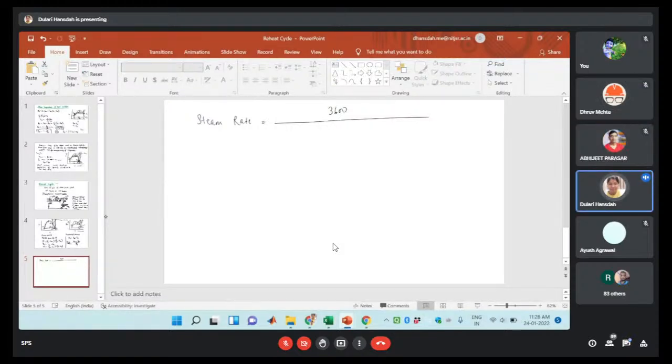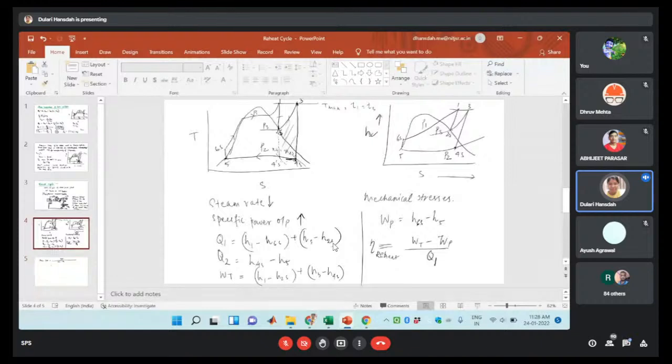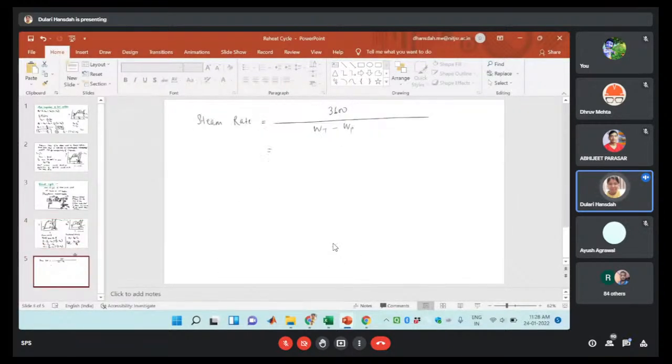So W net means it is the difference of Q1 minus Q2, right? Or W net we can take in terms of WT minus WP, right? So there we have WT. WT is H1 minus H2S plus H3 minus H4S, right? And then WP is your H6S minus H5. So this is your formula for the steam rate.